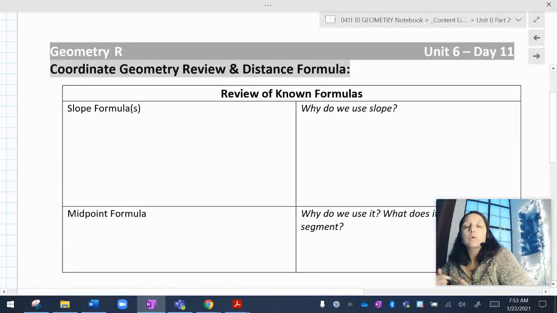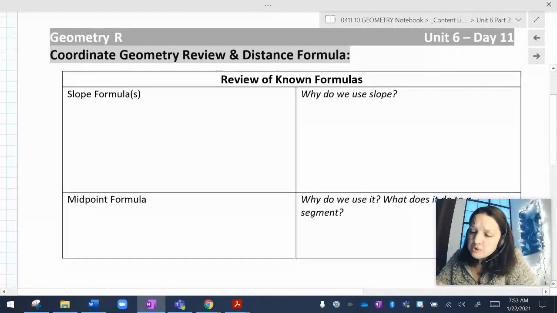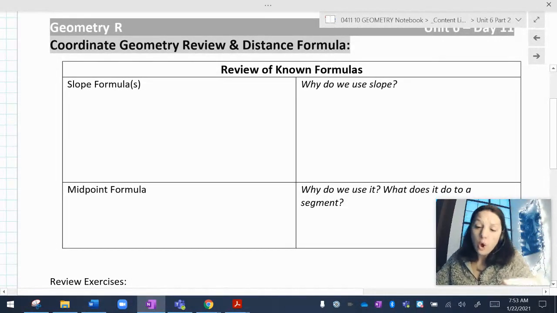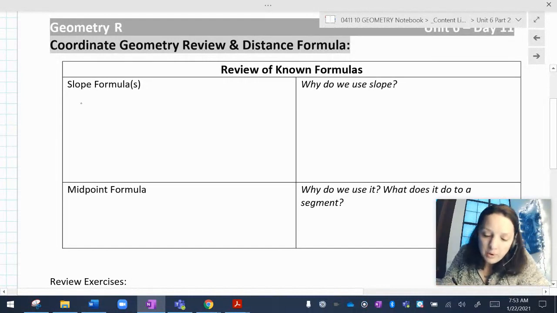So we're going to deal with coordinate geometry, and really coordinate geometry means geometry on a coordinate plane where you have x's and y's and points and things like that. So what formulas should you know already? Well, you should know the slope formula. And notice I said slope formulas because there's a lot of different ways to write it.